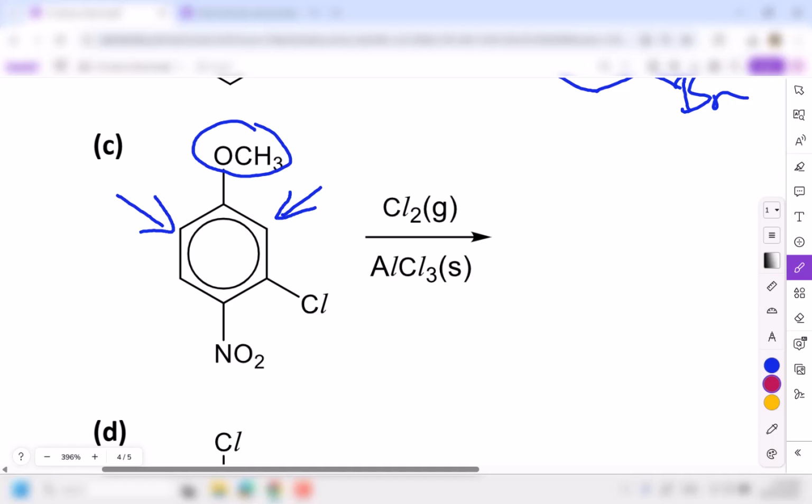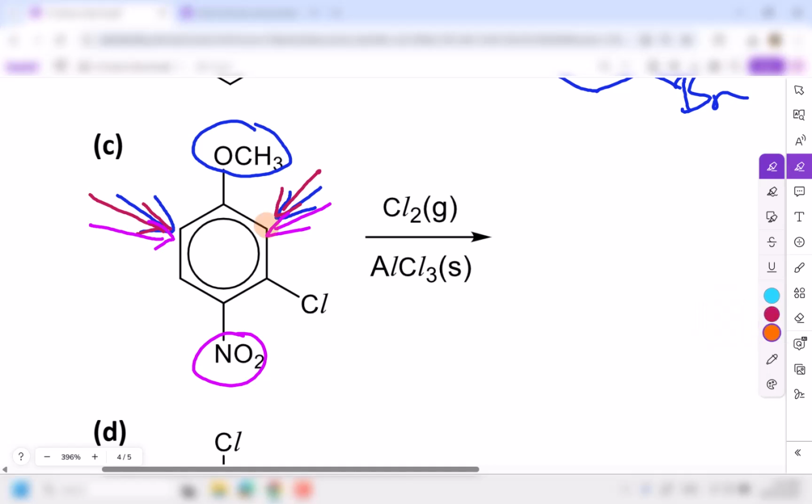Next I'm going to use red. Cl will direct the incoming electrophile to the second position relative to it, the fourth position relative to it, as well as the sixth position. I'm not going to draw it in because it already contains the NO2. Then next, NO2 is 3 directing, so it will direct the electrophile to the third position relative to it, as well as the other position, which is the fifth position. So when you consider all this, 3 arrows all at one position, I'm going to highlight in orange here and here.